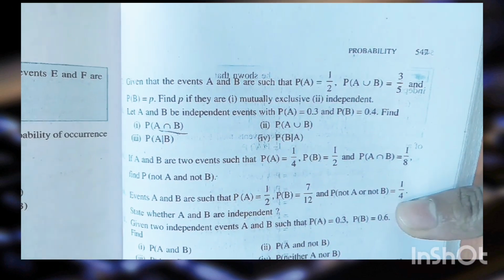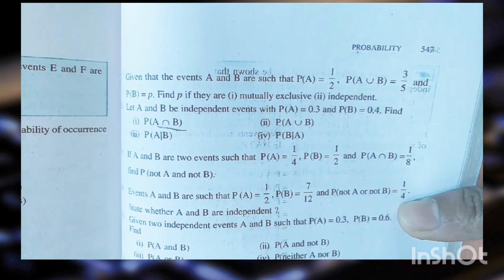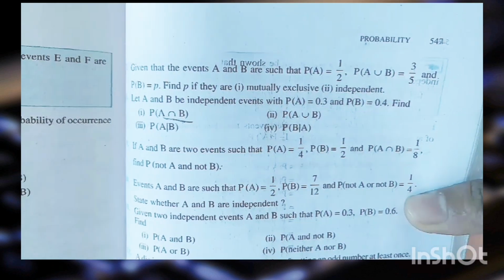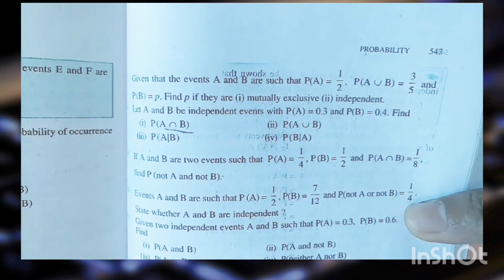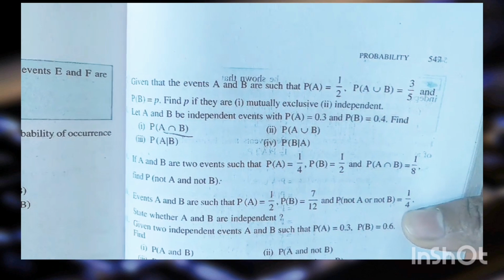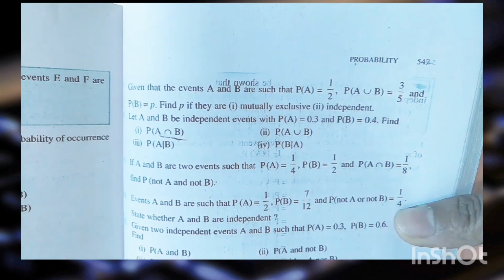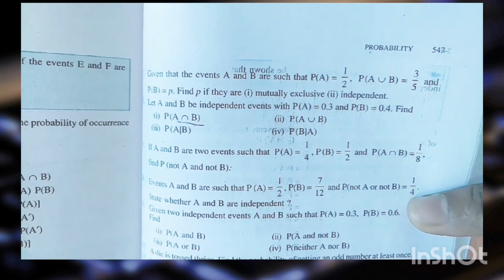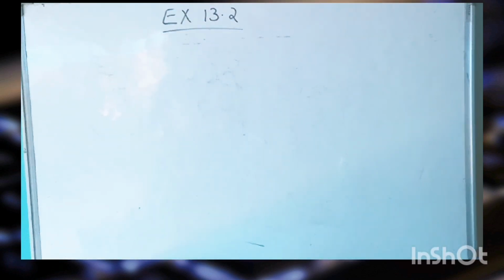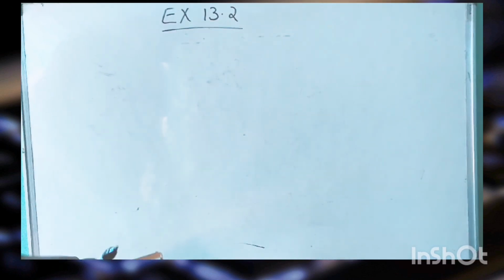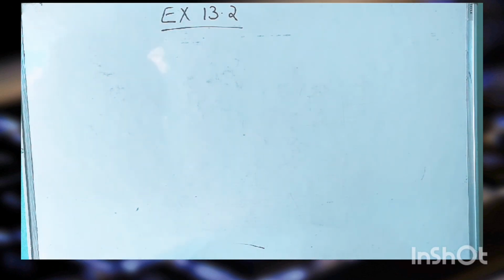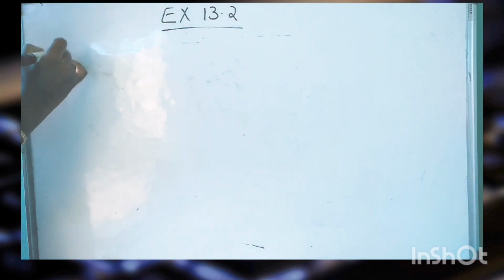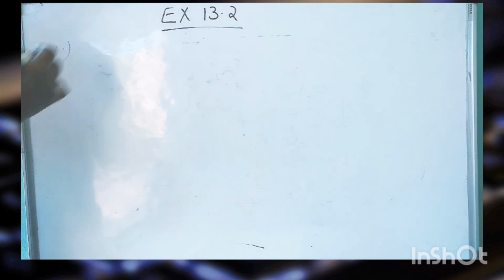In this video, we are going to continue exercise 13.2. Seventh question. Given that the events A and B are such that P of A is equal to 1 by 2, P of A union B is equal to 3 by 5 and P of B equal to P. Find P if they are first, mutually exclusive, second, independent. So we need to find out the value of P. Two conditions are given. The first one is mutually exclusive and the second one is independent.